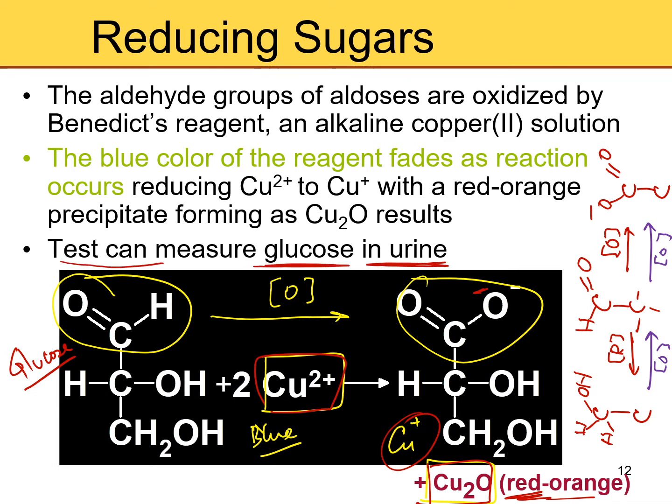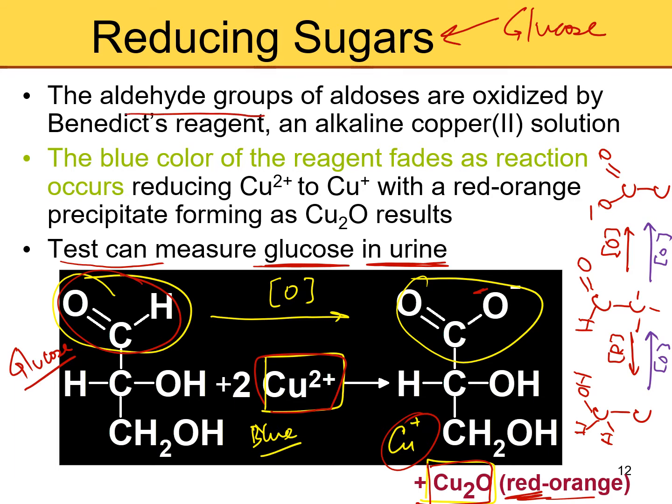So in the old days, if you wanted to know if somebody is diabetic and they have sugar coming out in the urine, what you could do, you could literally take their urine and put a little bit of alkaline copper 2, and if there's aldehyde present, the aldehyde will get oxidized and the copper 2 will get reduced, and you get copper 1 red orange color, and then you'll say, oh, there's a lot of sugar, a lot of glucose, or a lot of aldehyde present. Now this is called, so glucose is called a reducing sugar, right? Why? Because it is getting oxidized and reducing copper 2 to copper 1.